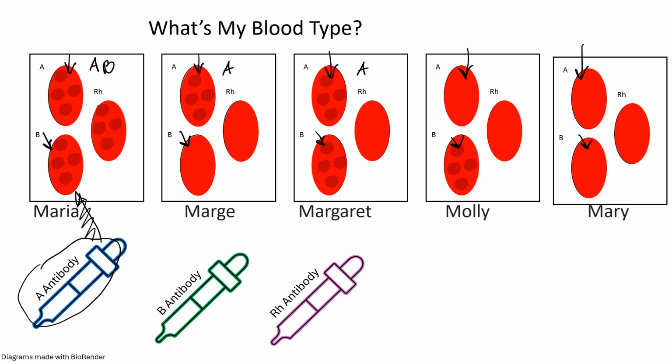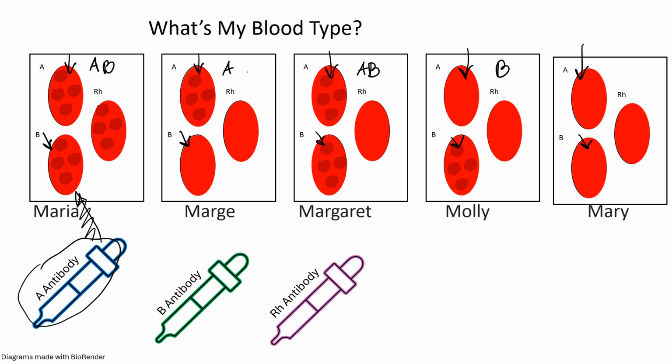So this person has B, this person does not, Marge does not, Margaret does, Molly does, and Mary does not. These plates here, they all seem to also have a well for what's called the Rh antigen. The Rh antigen is simply just another protein that's inserted into the plasma membrane of red blood cells. However, the Rh antigen is inherited completely separate from the ABO antigens. They have nothing to do with each other.